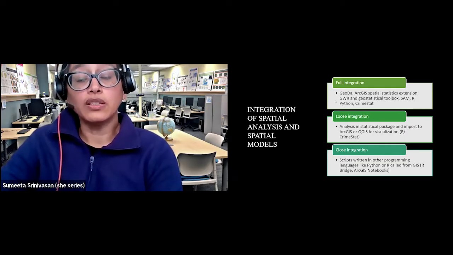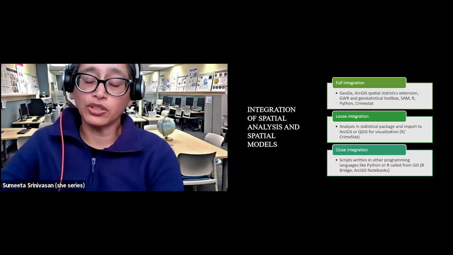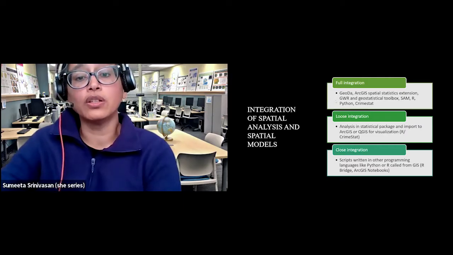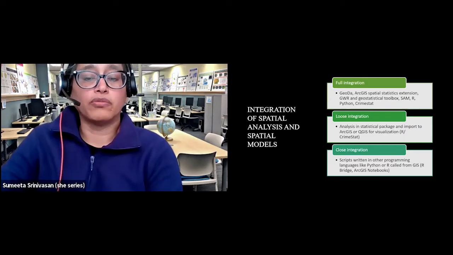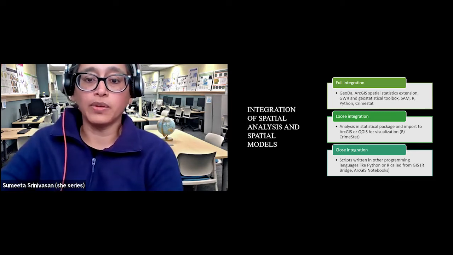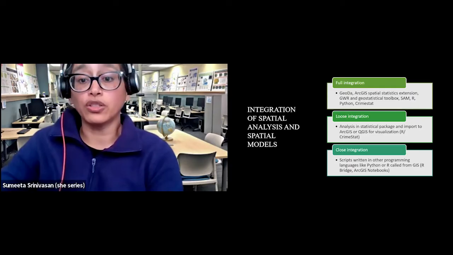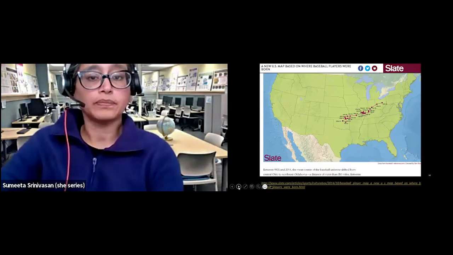There's also loose integration, so you can do stuff in R and then take it into ArcGIS or QGIS for visualization. And there's also closed integration these days, like you can have a bridge into R from ArcGIS. You could use ArcGIS notebooks to do Python within ArcGIS.